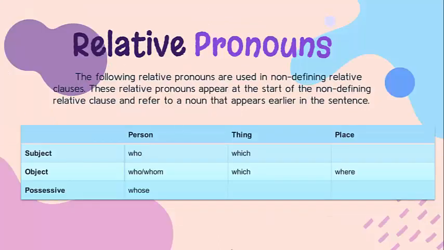Relative pronouns. The following relative pronouns are used in non-defining relative clauses. These relative pronouns appear at the start of the non-defining relative clause and refer to a noun that appears earlier in the sentence. It means when we want to talk about a person, we can use the relative pronouns who, or whom, or whose. If we want to talk about a thing, and it is the subject, we're going to use which, and if it's the object, we're going to use which too. And if we're going to talk about a place, and it is the object of the sentence, we're going to use where.